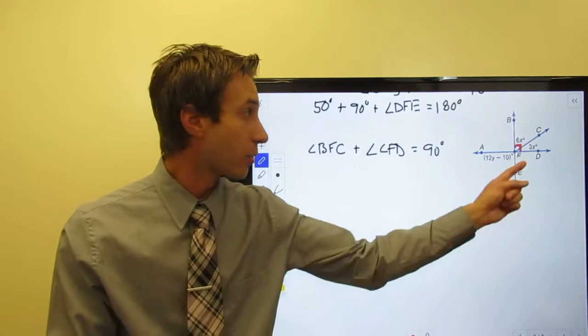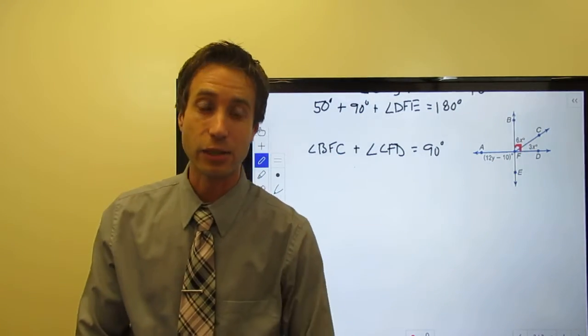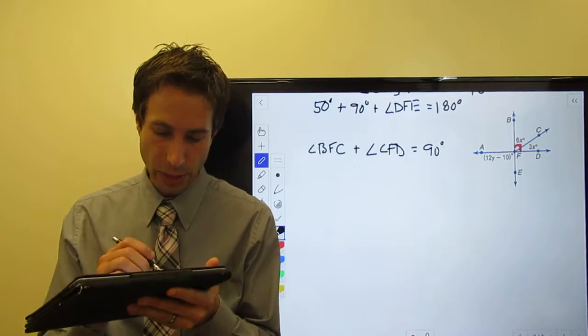Well, I just plug and chug, right? That's going to be 6x right there. That's going to be 3x right there. I can solve for x with a little bit of simple algebra. So here we go. Let's plug and chug.